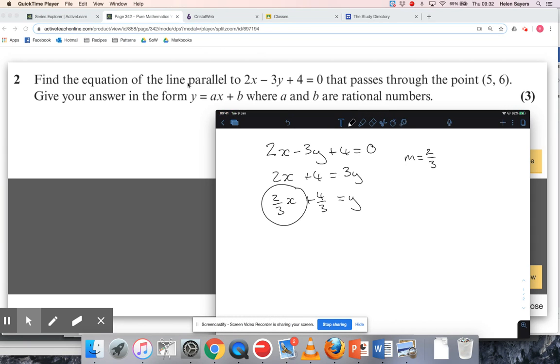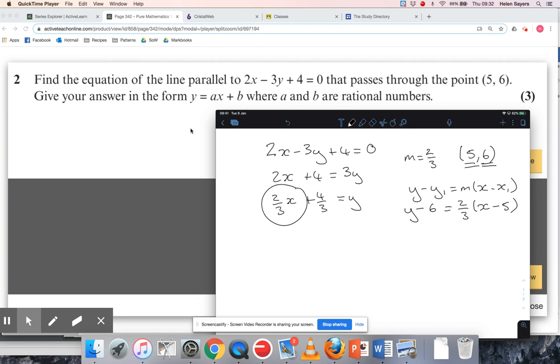Oh, I was going to do perpendicular, but reading it again, I want the parallel gradient. So that's going to be the gradient of the line. And I'm given a point it goes through. So I am going to use y minus y1 is m times x minus x1. And my coordinates they gave me in the question, 5, 6. So y minus the y coordinate is the gradient times x minus the x coordinate, and then they want it in the form y equals mx plus c, basically.